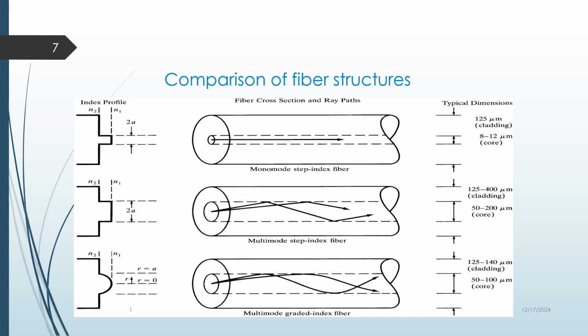Similarly, for multimode step index fiber, more than one light travels along your core, and here the core diameter is 50 to 200 micrometer and the cladding will be 125 to 400 micrometer. And in multimode graded index fiber, the refractive index gradually changes along the core, and the core diameter is 50 to 100 micrometer and the cladding will be 125 to 140 micrometer.